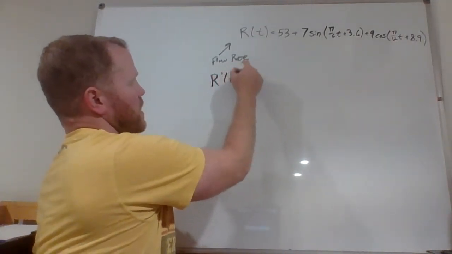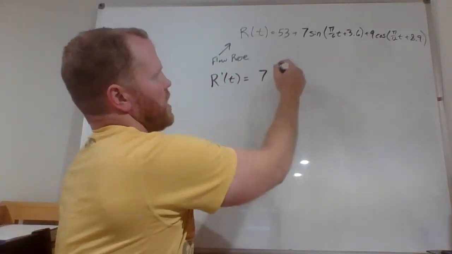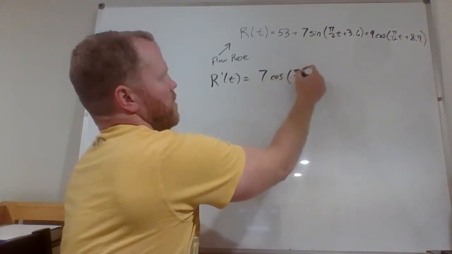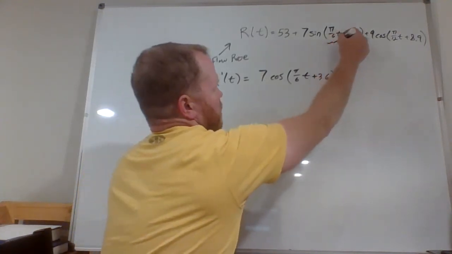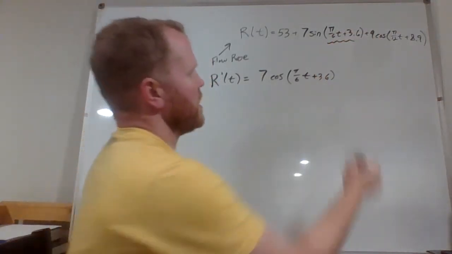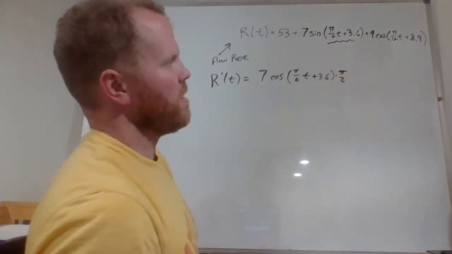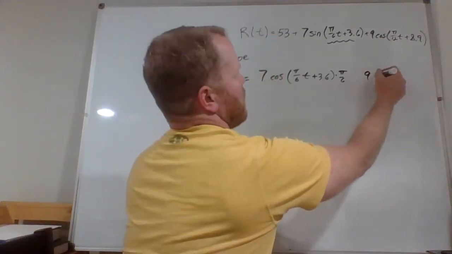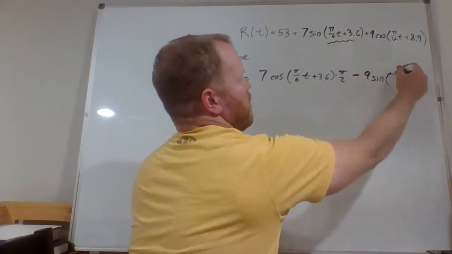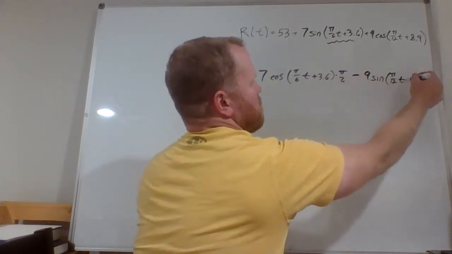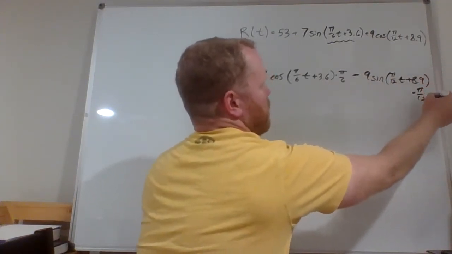So r prime of t is going to be the derivative of 53, which is nice, it's 0. We're going to keep our 7. The derivative of sine is just cosine of pi over 6t plus 3.6. Back inside for the derivative of pi over 6t plus 3.6, which is just times an extra pi over 6, because pi over 6 is just some number. And we're going to do the same thing with that cosine piece. It should be 9. The derivative of cosine is negative sine, so I'm just going to make this negative sine of pi over 12t plus 8.9. Back inside for an extra pi over 12.